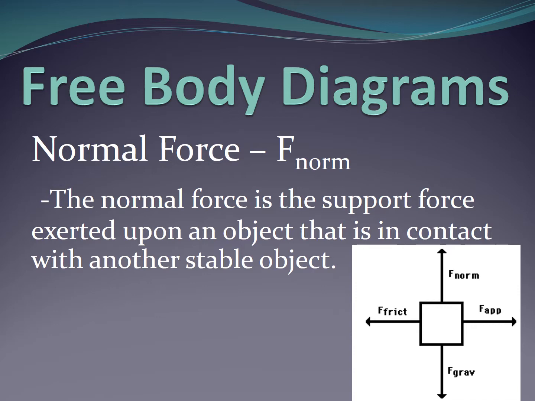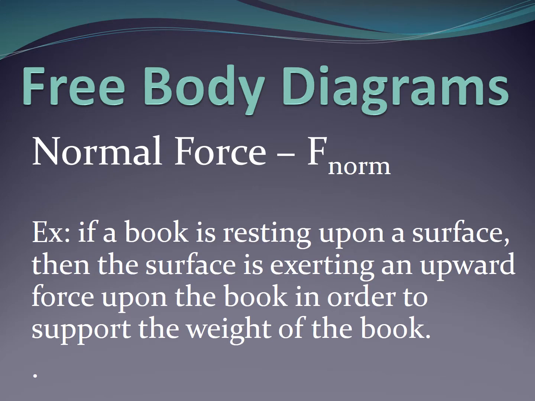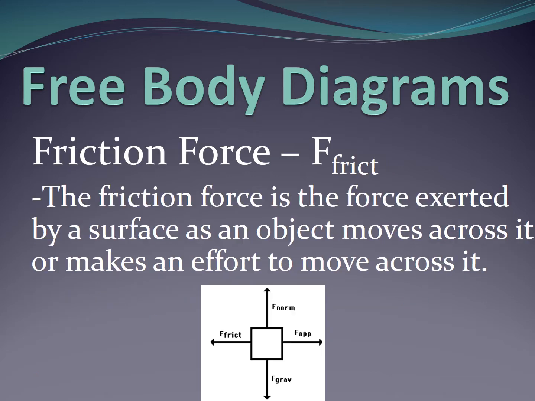And right opposite of gravity, we have the normal force, or sometimes we call this a support force. It's exerted upon an object that is in contact with another stable object. For example, if a book is resting upon a surface, then the surface is exerting an upward force upon the book in order to support the weight of the book. If you remember a few lectures before, we talked about how if a book is laying normally on a table, gravity is affecting it, but there's also a normal force being applied to it. Otherwise, if only gravity is affecting it, it would fall forever, it would be in free fall.